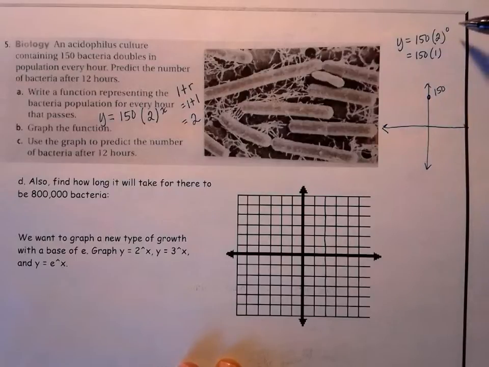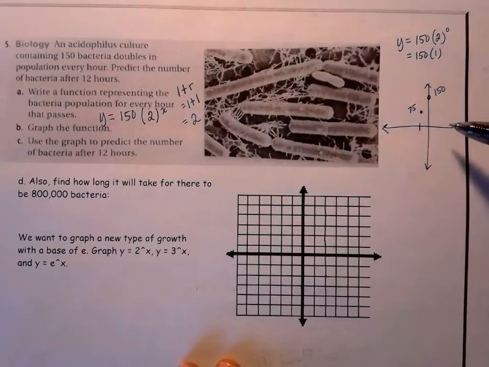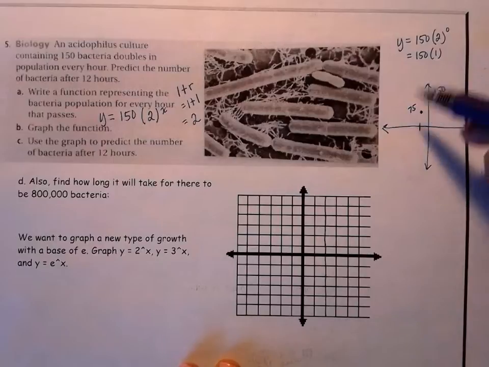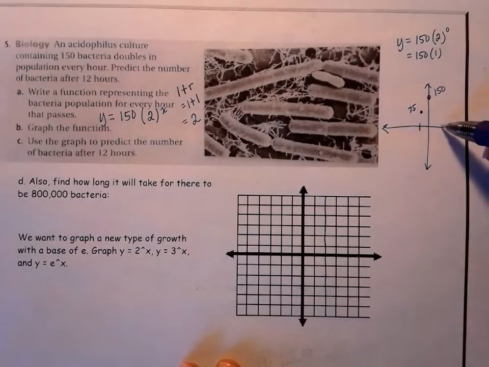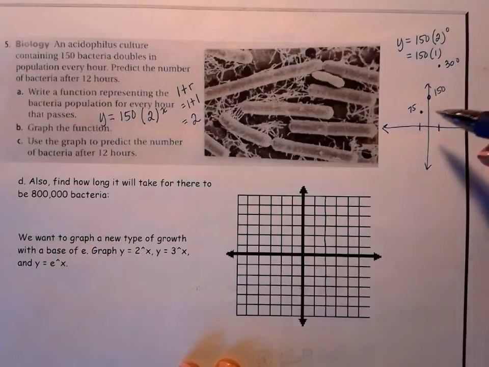If I were to substitute in an x of negative 1/2, then 2 to negative 1/2 would be 1/2 times 150, which would be 75. So I'm starting to see the general shape here. So this is going to be 75 for the y there. And if I plug in an x of 1, 2 to the first would be 2 times 150, and I would be at 300. So this is the general shape.